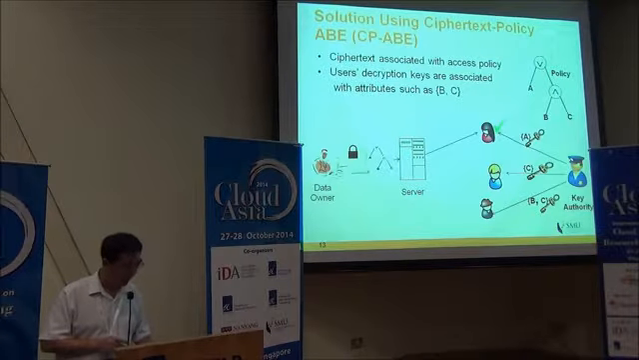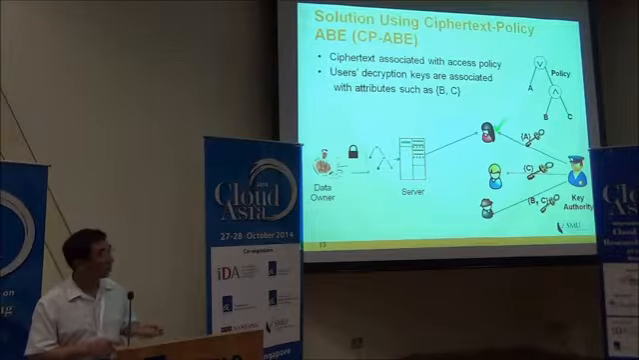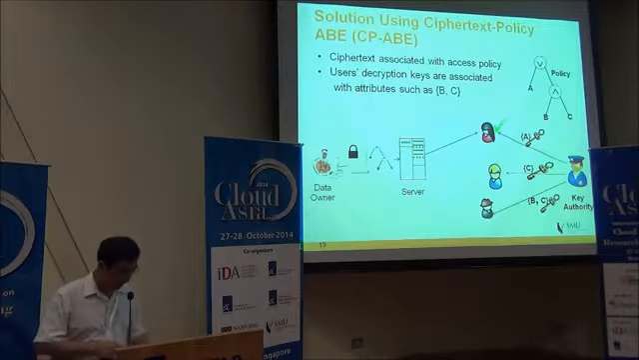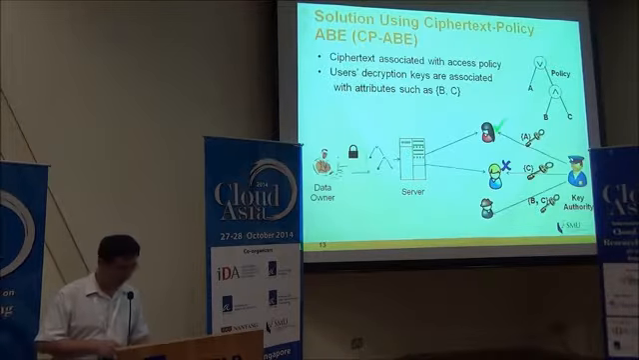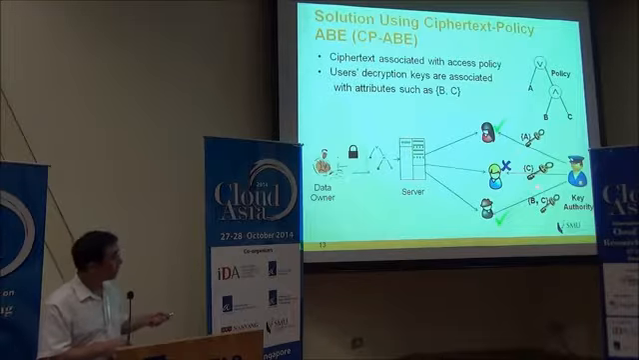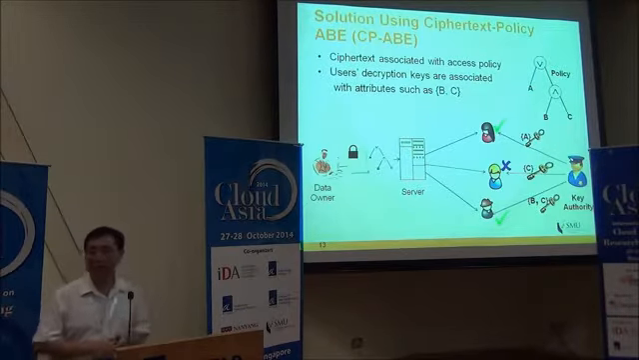So this user has attribute A. This is A, this means all. And so then he can access data. The second one, his attributes cannot match the policy. He cannot access data. The third person, his attributes match B and C, he can access data.